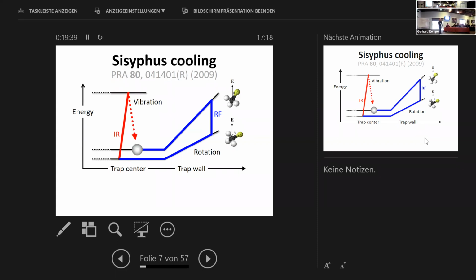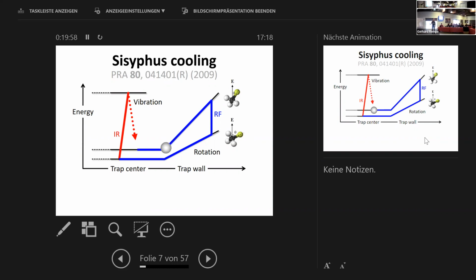So it falls back, emits spontaneously a photon, which carries away entropy, because it's emitted into a random direction. And that brings the molecule back to the initial state, and we can repeat the cycle.